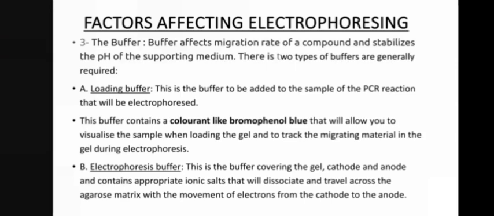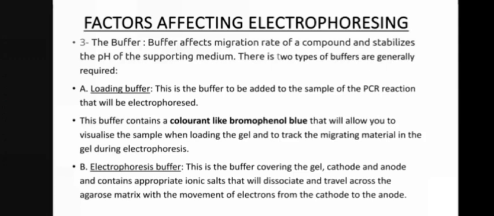The third one is the buffer. Buffer affects the migration rate of components and stabilizes the pH of the supporting media. There are generally two types of buffers required. Number 1 is loading buffer. This buffer is added to the sample or PCR reaction that will be electrophoresed. This buffer contains a colorant like bromophenol blue that allows you to visualize the sample when loading the gel and to track the migration of material in the gel during electrophoresis.